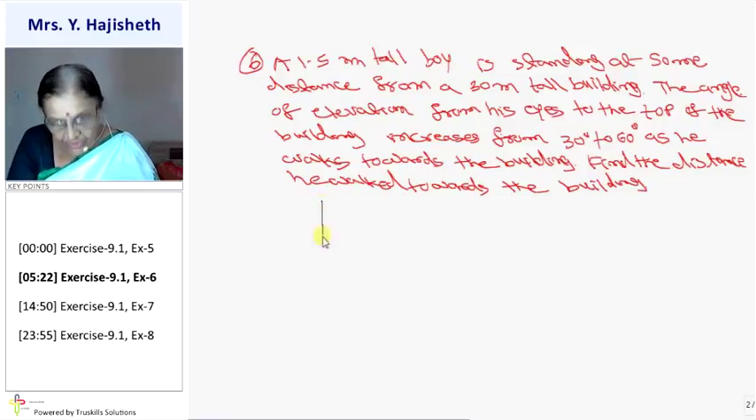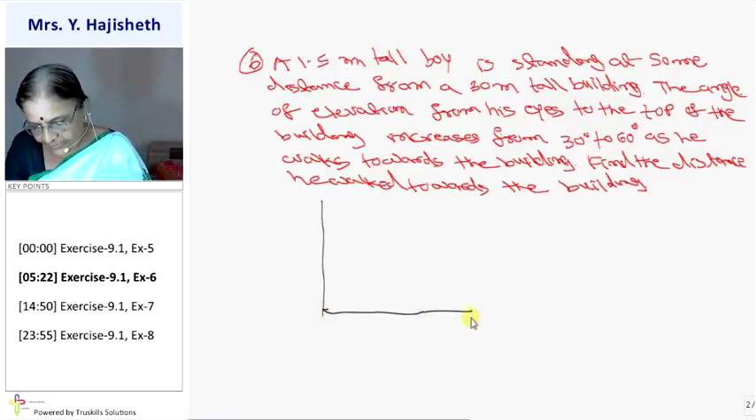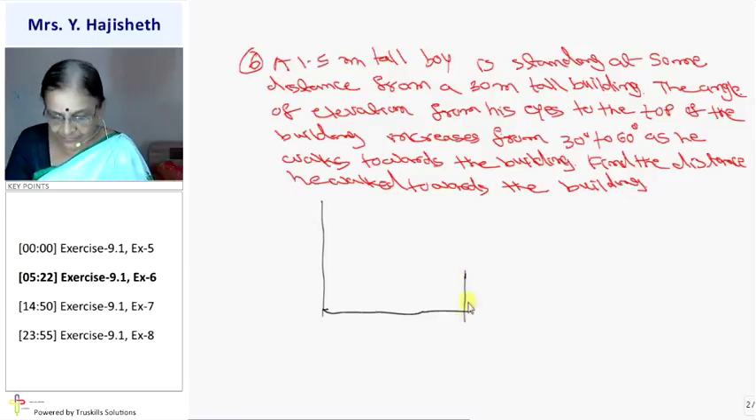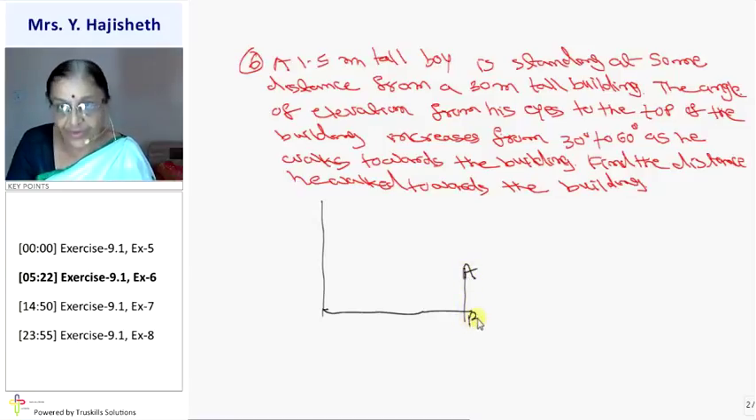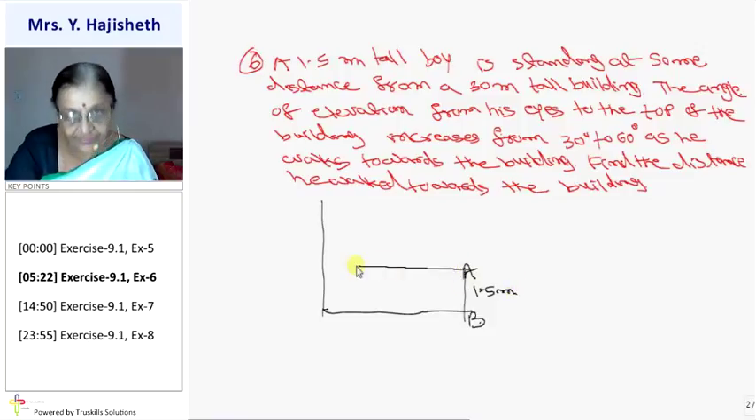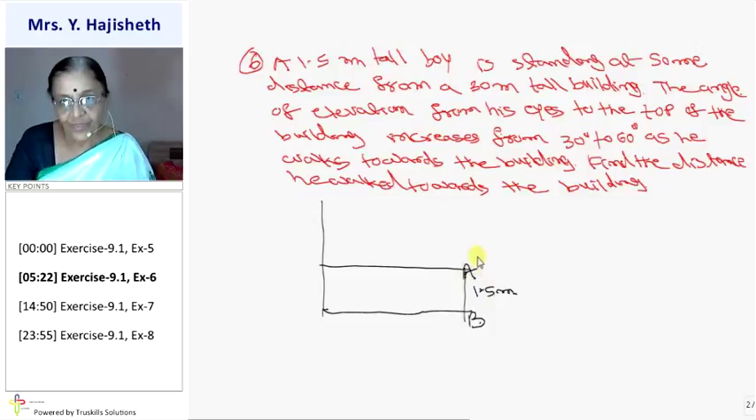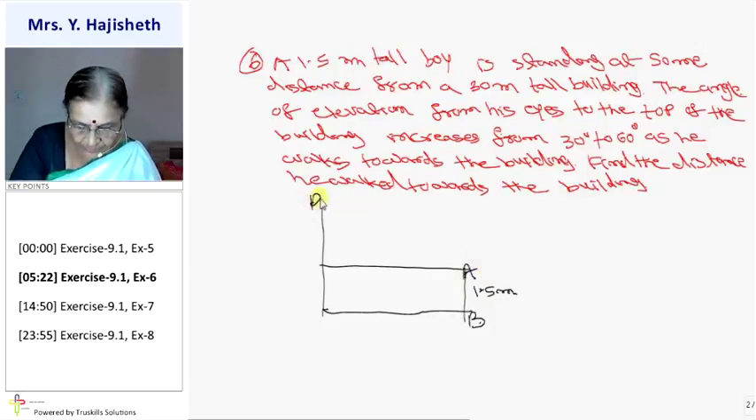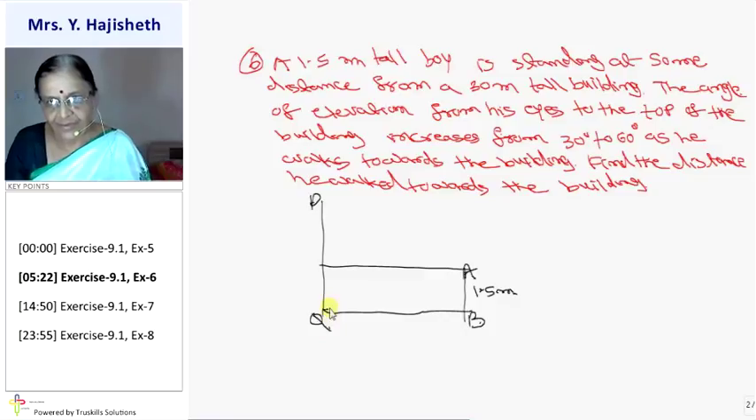Suppose I will draw one building, big building, and another a boy of height 1.5. AB is a boy of height 1.5 meter. And from his eyes, that is from this point A, he is going to this PQ. PQ is a building. And from A, the angle of elevation of the top of the building, that is this angle. Clear?